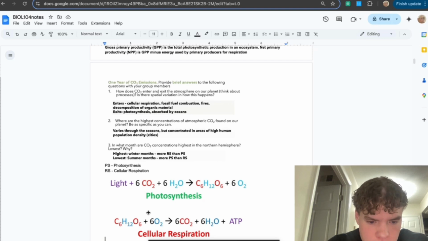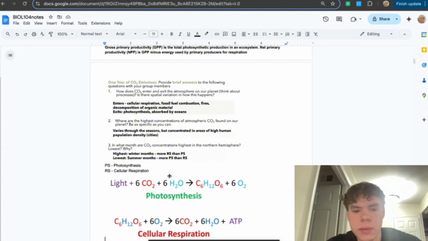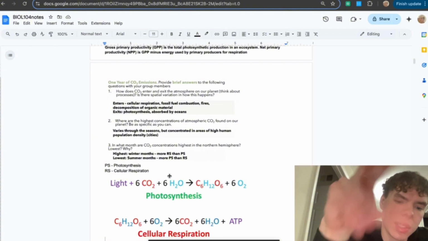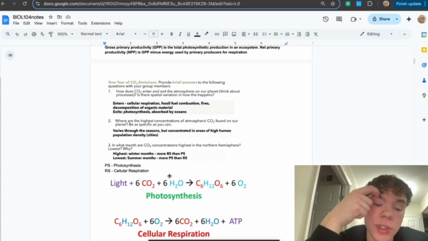We see that in cellular respiration, plants use basically sugar and oxygen as they generate ATP, basically, so they can live. And as a byproduct, they release CO2 and H2O. And photosynthesis is basically plants use light, CO2, and H2O to make glucose and oxygen.